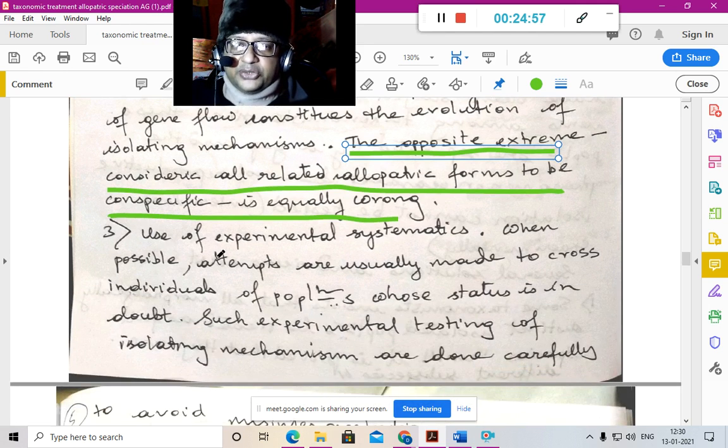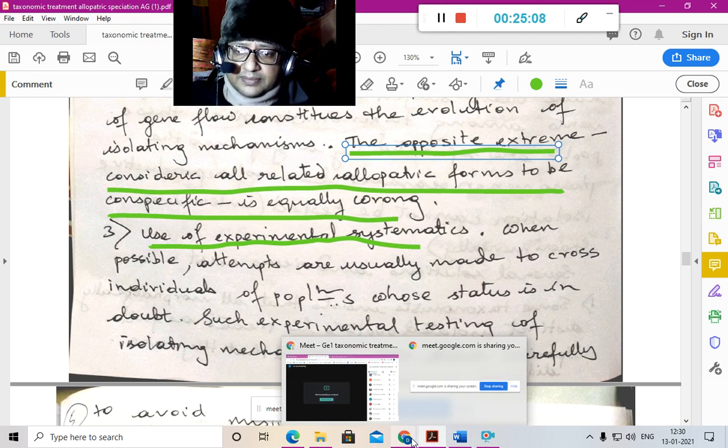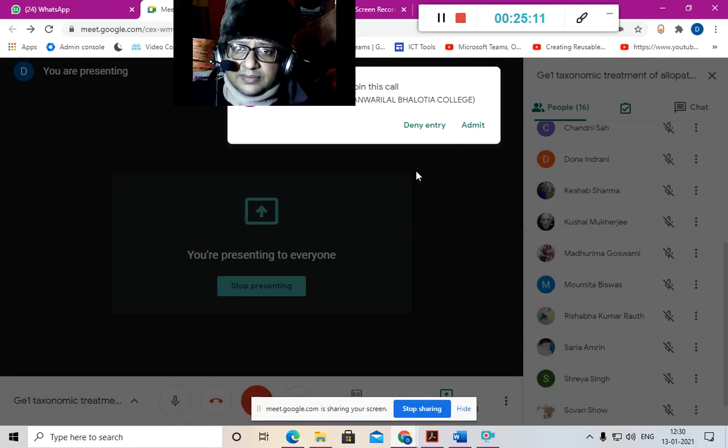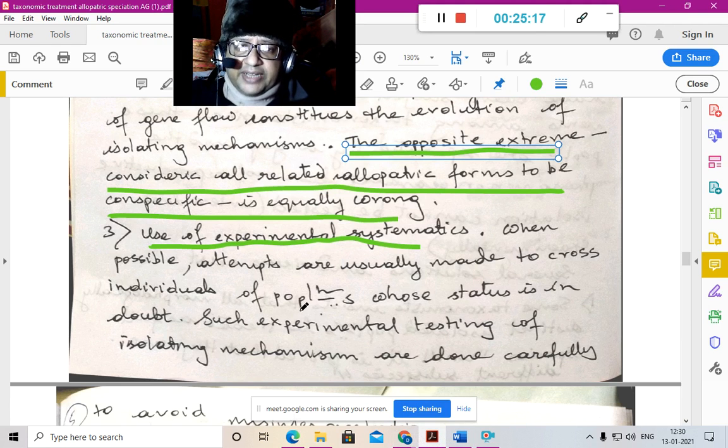So the next solution is the use of experimental systematics. Wherever possible, try to mate them. First, if it's morphologically clear, fine. If it's morphologically similar, it's fine. But then you have to cross individuals of populations whose status is in doubt. With humans it's very difficult and it's not needed also. Specifically in cases of certain duck species and certain flies and insects, and in plants, whenever there is doubt, then mate.